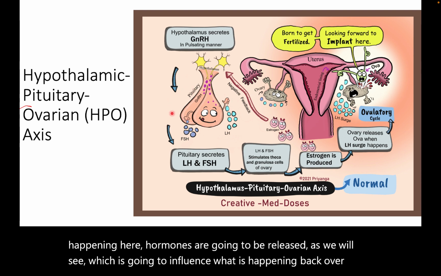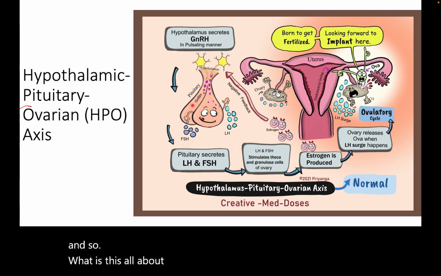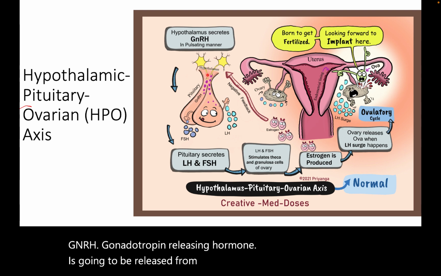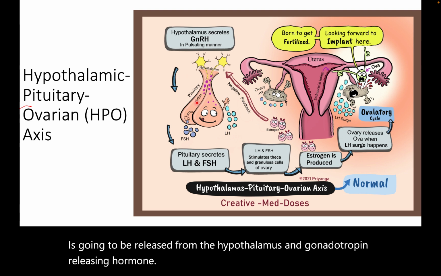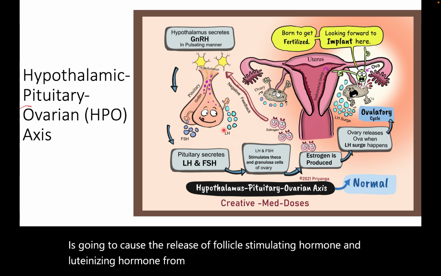And so, what is this all about? Well, gonadotropin releasing hormone, GnRH, is going to be released from the hypothalamus. And gonadotropin releasing hormone is going to cause the release of follicle stimulating hormone and luteinizing hormone from the anterior pituitary.